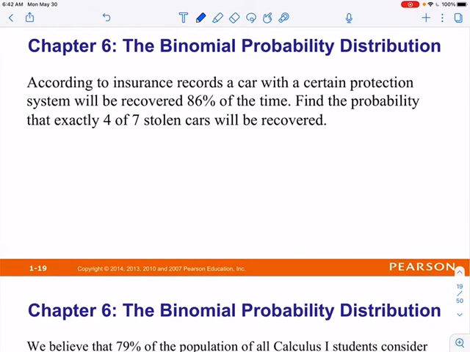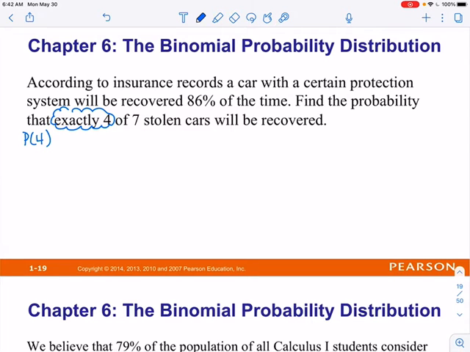And now we're going to move on to the binomial formula, the binomial probability formula, and binomial CDF and PDF in the calculator. Okay, so according to insurance records, a car with a certain protection system will be recovered 86% of the time. Find the probability that exactly 4 out of 7 stolen cars will be recovered. So the key thing here is exactly 4.